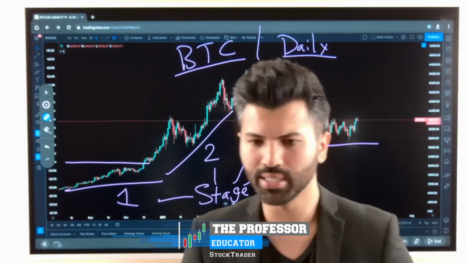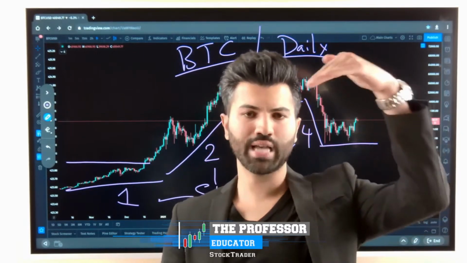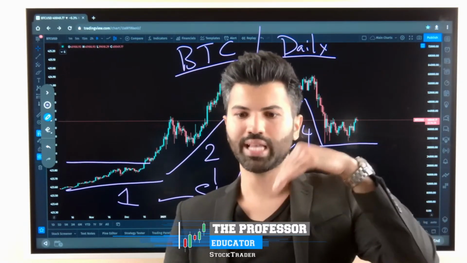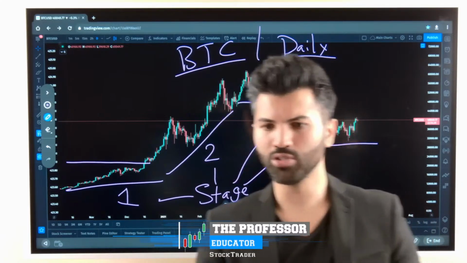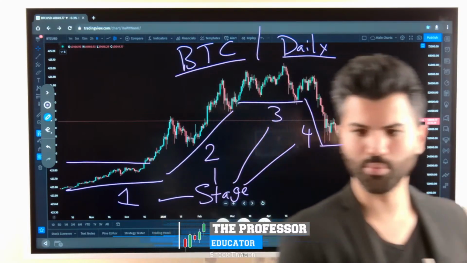Explain what's short selling. Short selling is making money when the stock goes down. That's what it is. And how do you do it? You have to have a margin account.